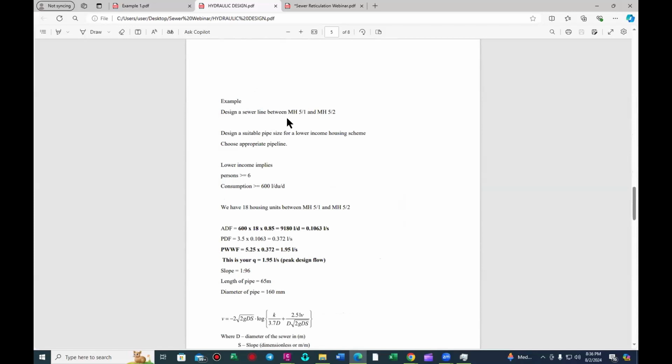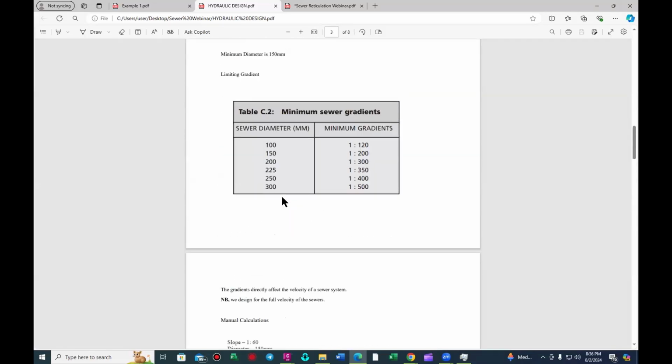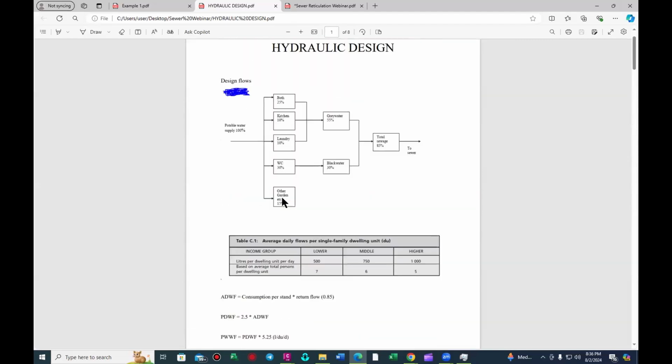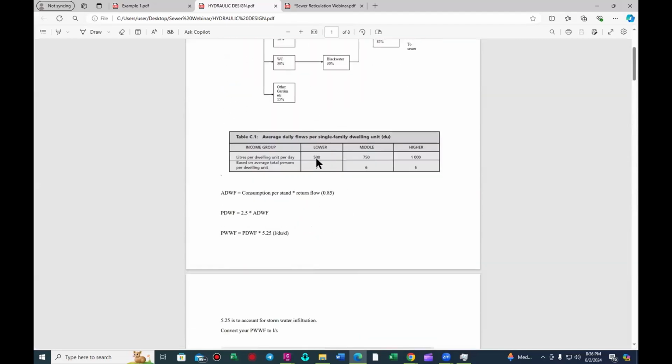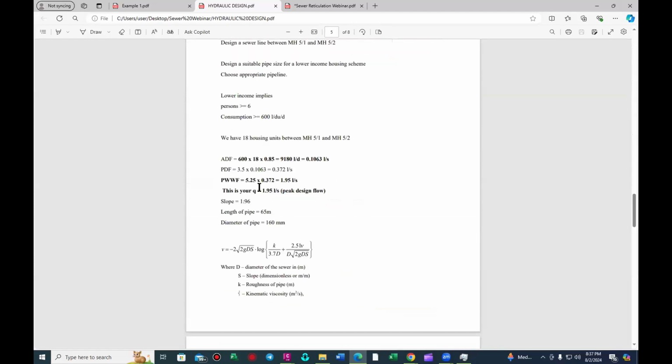Cool. So design a sewer line between manual hole 5.1 and manual hole 5.2. So design a suitable pipe for that low income housing scheme. So the low income implies that we have got at least 6 people that are living in that house. So the consumption becomes 600 liters per dwelling unit per day. Remember, according to the sanitary design manuals, they're saying for low income, you should have at least 500. So your 600 here won't be a train smash. You won't go to prison for it. It's still fine, right? So we're having a consumption of 600 liters per dwelling unit per day.